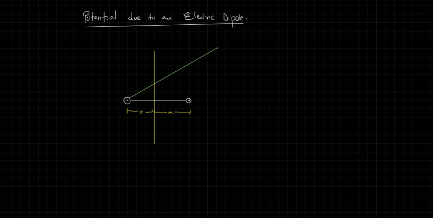So how far is this point P from these two charges? They are at different distances from the point. So this is the point P. From the minus q charge, the distance to P is r2, and from the plus charge to P it is r1.